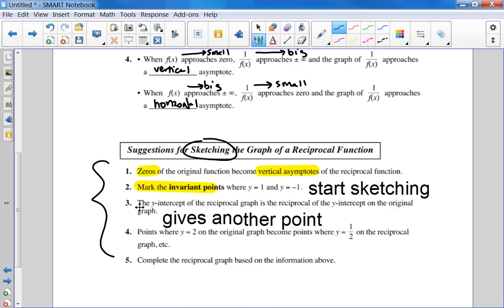Okay, so number 3 there, the y-intercept. All it does is give you another point that you can use. And then points where y equals 2, whatever. Complete the reciprocal graph based on the information above. So basically 1, 2, and 3 here.